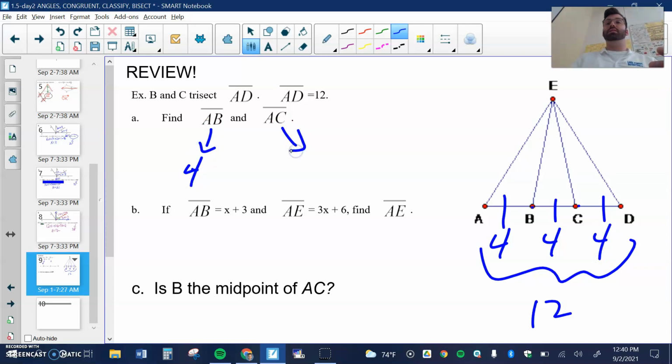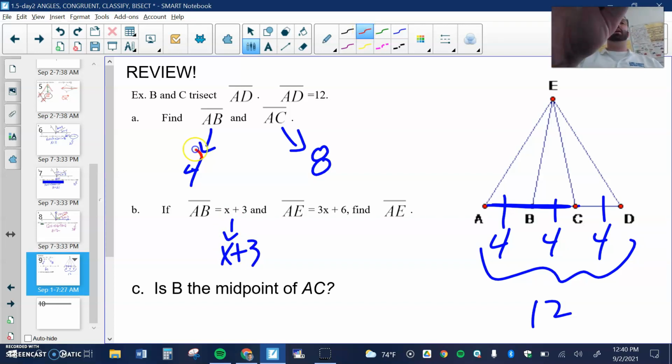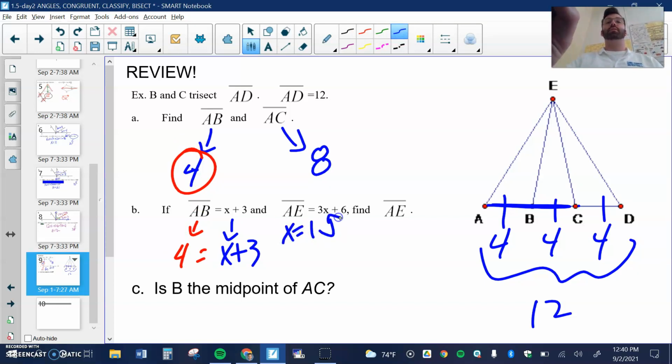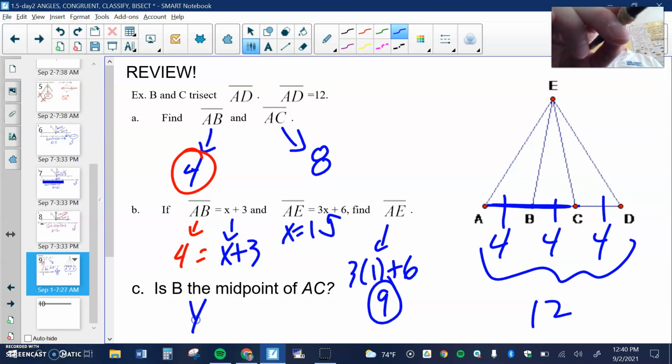That means A to C is 8. You're given that AB is x plus 3. But I know that AB is 4, so I replace this with the 4 and solve for x. We get x equals 1, and then I plug it in. 3 times 1 plus 6, which is 9. Is this a midpoint? Yeah, it is. Why? Because AB is congruent to BC.